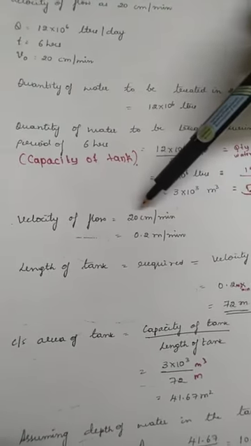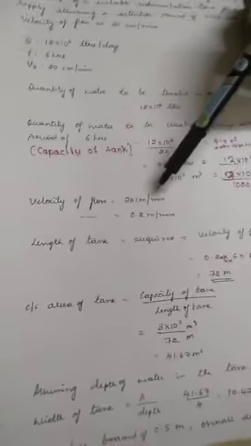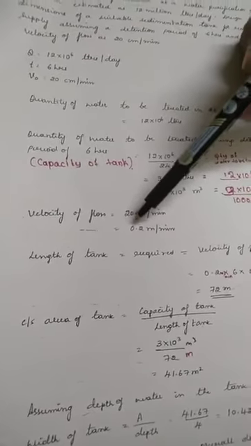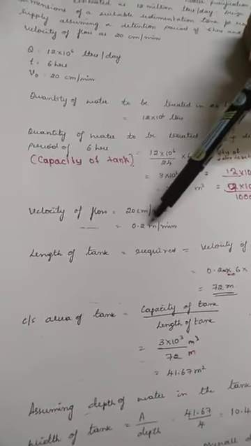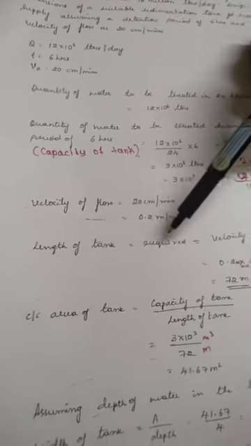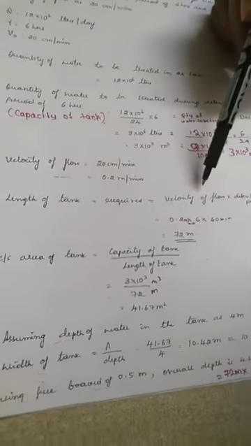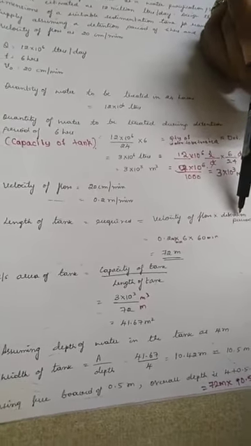So if you want to convert this 20 centimeter into meter, what we are going to do is divide it by 100. After dividing it by 100, we are going to get 0.2 meter per minute. Now in order to determine the length of the tank, what is the formula? Velocity of flow multiplied by detention time.